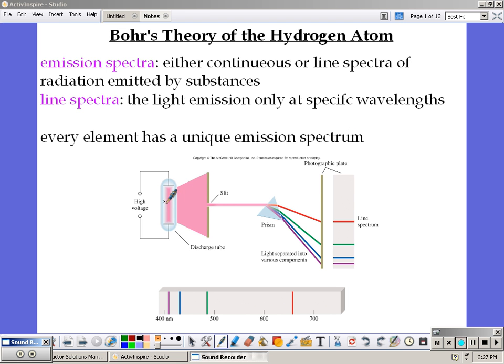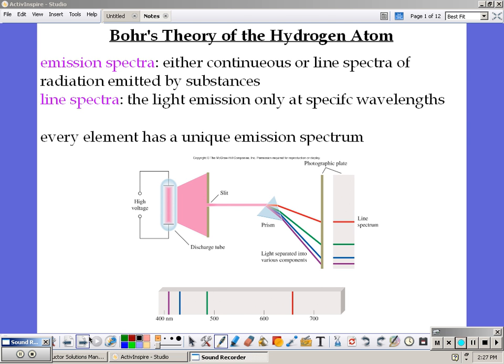So in the picture we have a gas that has high voltage, or energy, going through it. So we're exciting the atoms. As they become excited, they fall to their ground state and start to emit photons. If we send those photons, or light, through a prism, we can separate them into the different colors based on their wavelength. Every element, every compound, has its own unique emission spectrum, so it's one way that we can determine what element or compounds a substance is made out of.